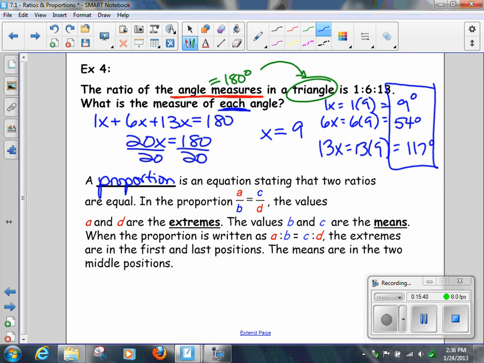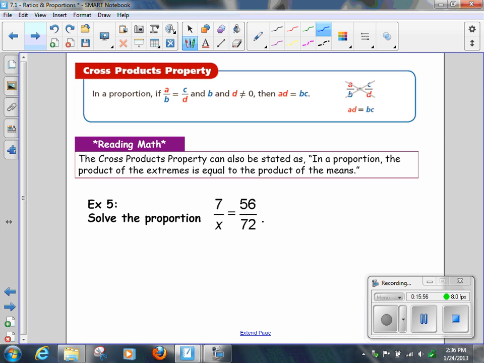So when you have two fractions connected with an equal sign, you have a proportion. And there are extremes and means, and we don't really care about those. We do care about proportions because we're able to cross multiply. And this is straight up algebra, y'all.